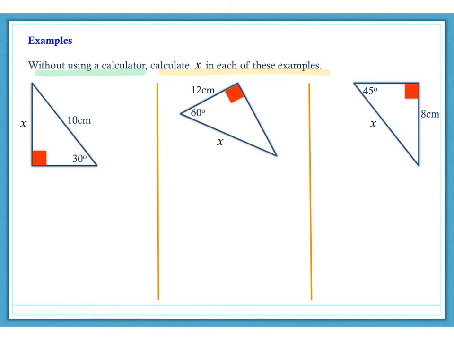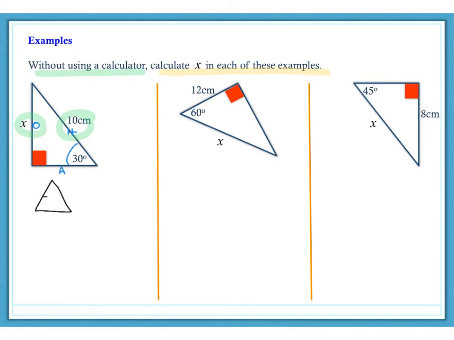Let's label the three sides of this triangle: hypotenuse, opposite, and adjacent. Now, which two are we interested in? Well, we've been given the hypotenuse and we have to work out the opposite, which of course means we are looking at a sine question.